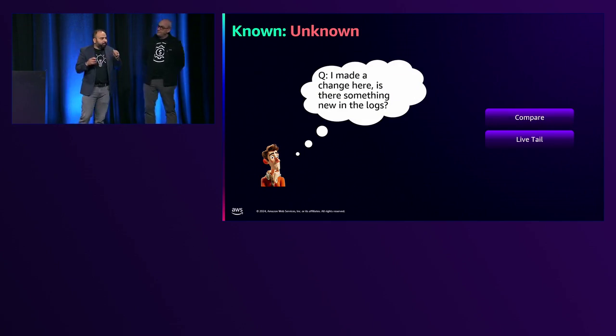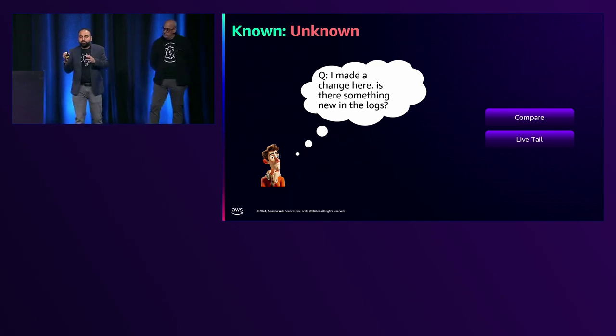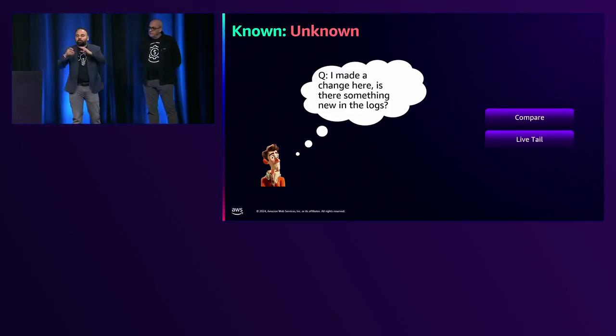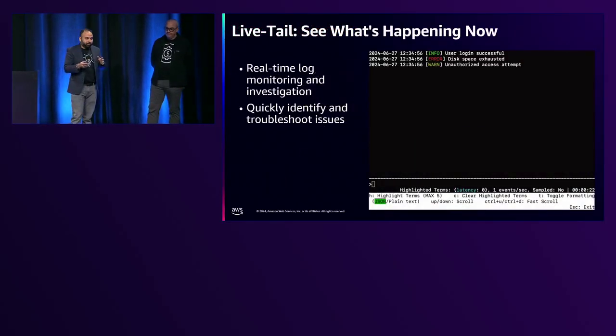So we started with, I made a change. Is there something new in the log? So we have two tools within CloudWatch that help you answer that question depending on what you're trying to do. So if I'm in my Lambda, like Andreas was, I made a change, and I want to see exactly what's happening as I made the change. I don't want to go anywhere else or go back and forth. So we have Livetail, and this is how Livetail looks like.